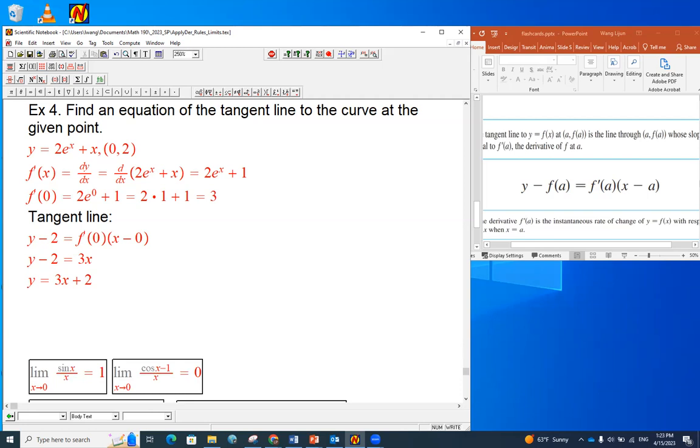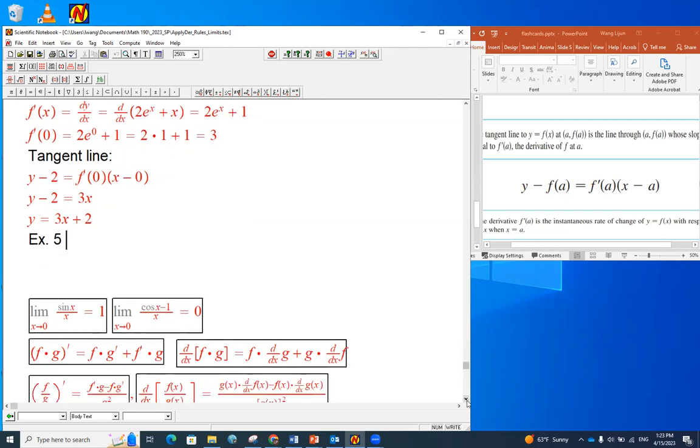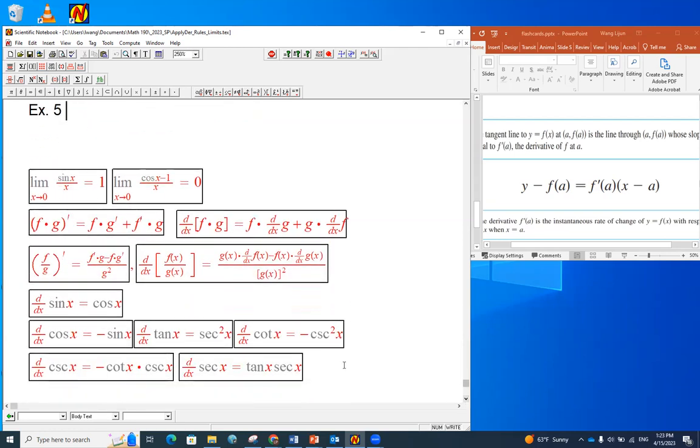There's another question we're going to answer, the example number 5. Okay. We have a question here. It asks whether it's differentiable or not at a certain given point. Okay. So here's how the question goes. So let the function be.